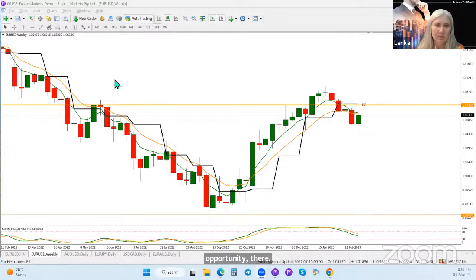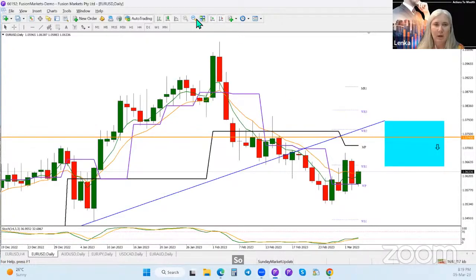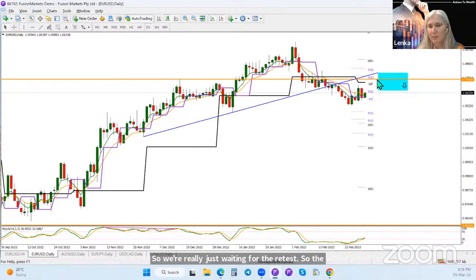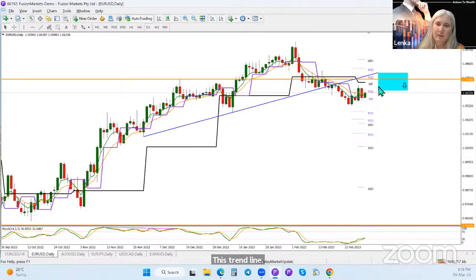So that's weekly and daily. On the daily, we can see that the latest trend line, where it was going up previously, has now been broken through. So we're really just waiting for the retest, either at the monthly pivot, at the top of that channel, or this trend line. So there are three spots where we can have a push off that retest. We can have a false break and then retest underneath again, then look for short opportunities.